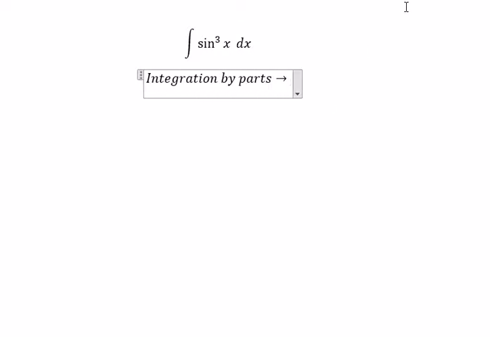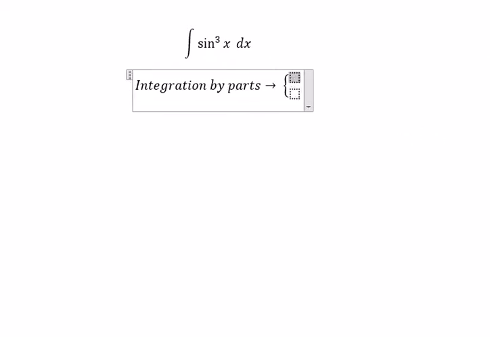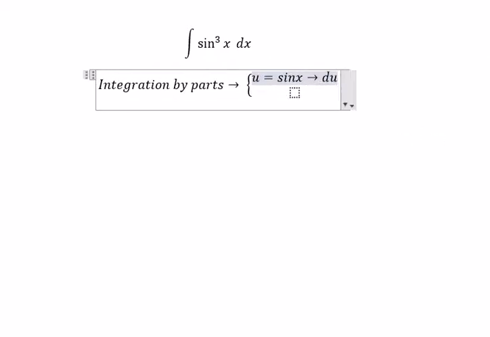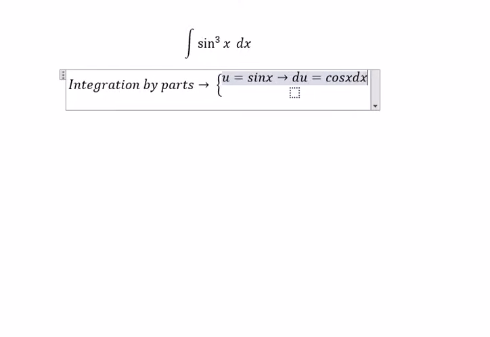So we have u and dv. u equals sine s, du equals cosine s ds, dv we got sine s squared ds. And now I will show you the technique how to find the integral of this one.